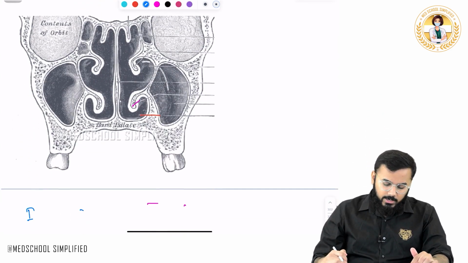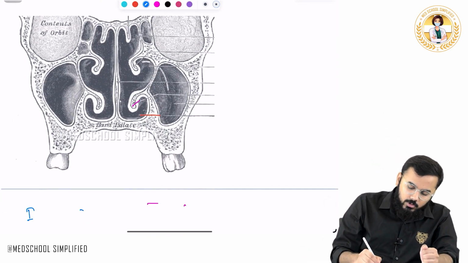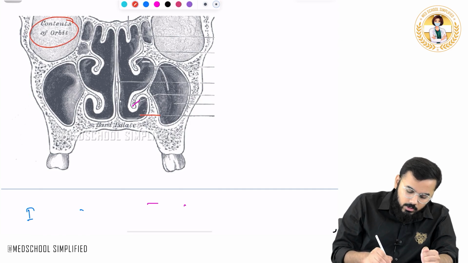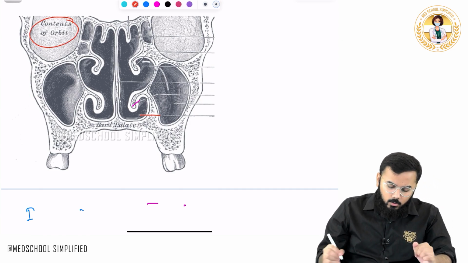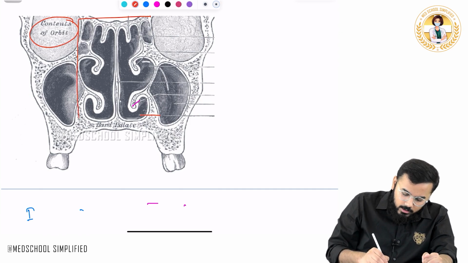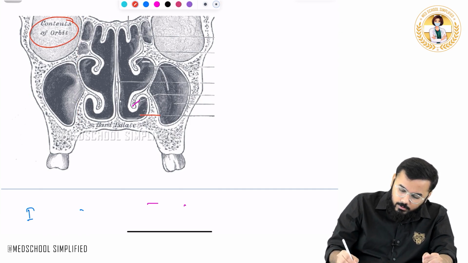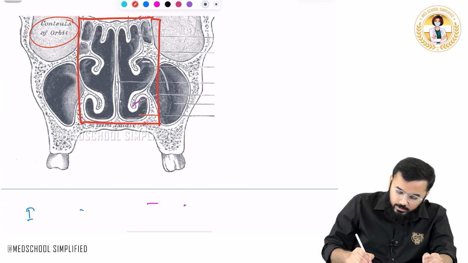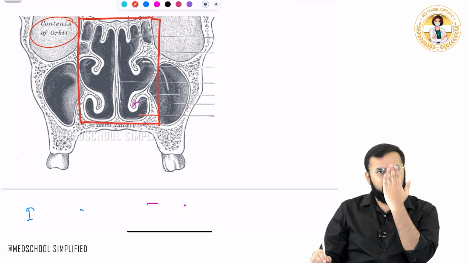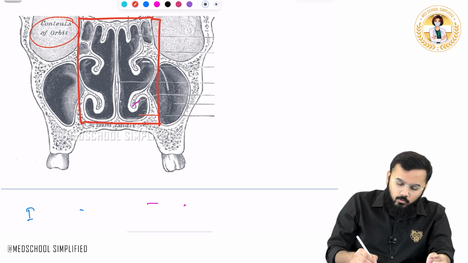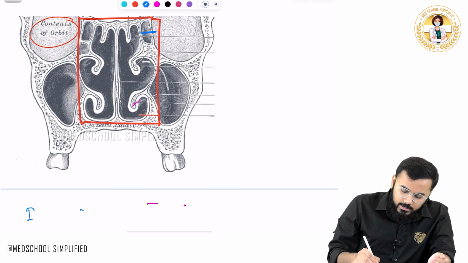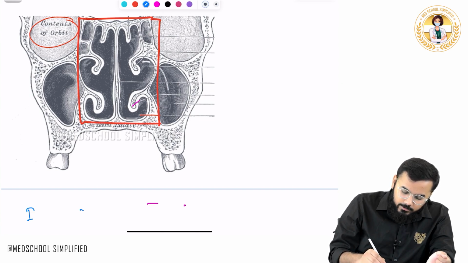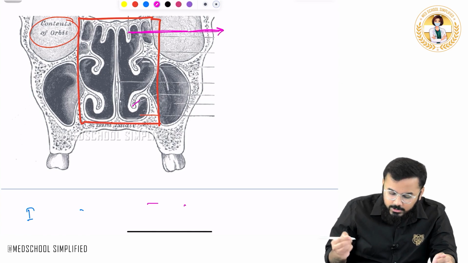Much more clear image we can look at here. This is your orbit, and this is your orbit over here. Now we are mainly focusing on this central region, exactly in the center here. So what are the contents of this central region which you can see? The first important thing which you can see over here.